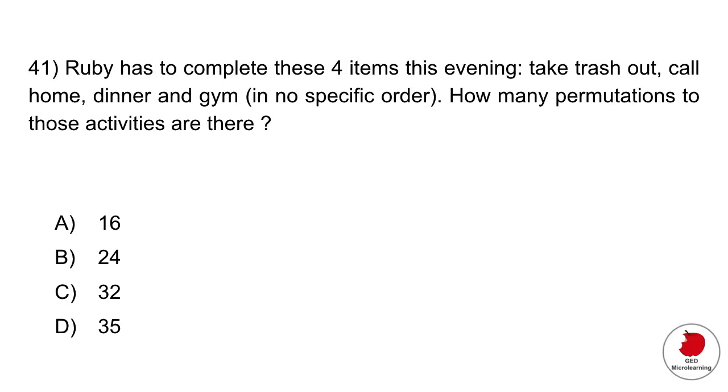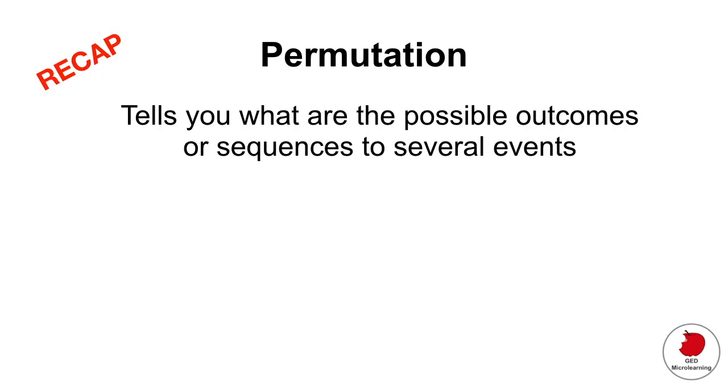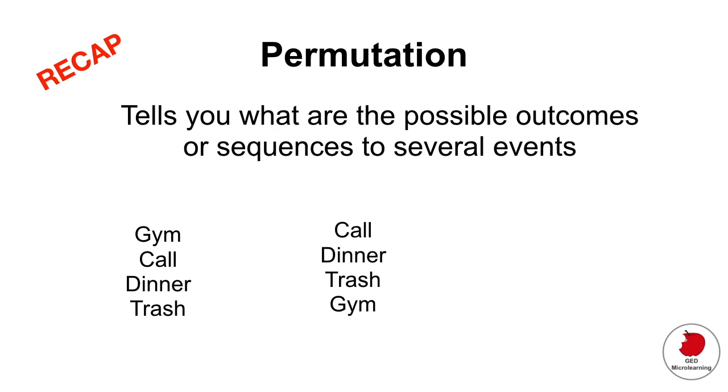All right, question 41. Ruby has to complete these 4 items this evening: take the trash out, call home, dinner, and gym, in no specific order. How many permutations of those activities are there? Just a quick recap of what permutation means. Permutation tells you the possible outcomes or sequences of events. This person had 4 things to do, so they could do it in this order: go to the gym, call, dinner, then trash. Or they could call, then have dinner, then take the trash out, then do gym, or this final option.